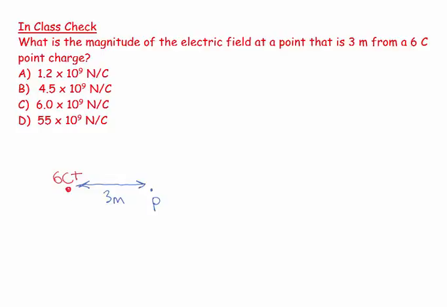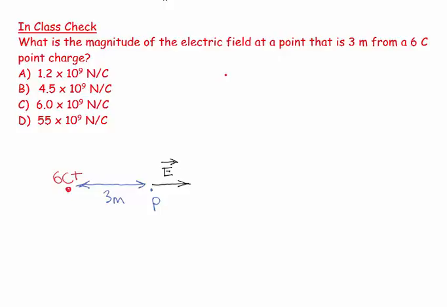And what would my electric field look like? Well, at that point there would be an electric field vector, and the electric field vector would be pointing away from the positive charge, and it would have a certain size. If I'd picked a point that was closer, the electric field vector would be bigger, and so I'd have a bigger arrow. If I picked a point that was further away, the magnitude of the electric field would be smaller, and I'd have a smaller electric field arrow. So there's my visualization.